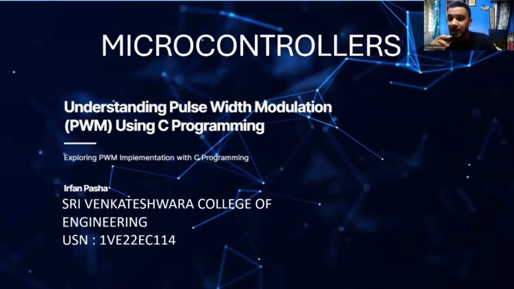Right, so today we're back again with another new topic, which is on microcontrollers. Exactly. We are back to our own base as we are students of EC, Electronics and Communication. Microcontrollers hold great weightage. So today we are discussing microcontrollers, and the topic is understanding pulse width modulation (PWM) using C programming. We'll be understanding what PWM means, what it does, and how we can implement pulse width modulation using C programming, right?